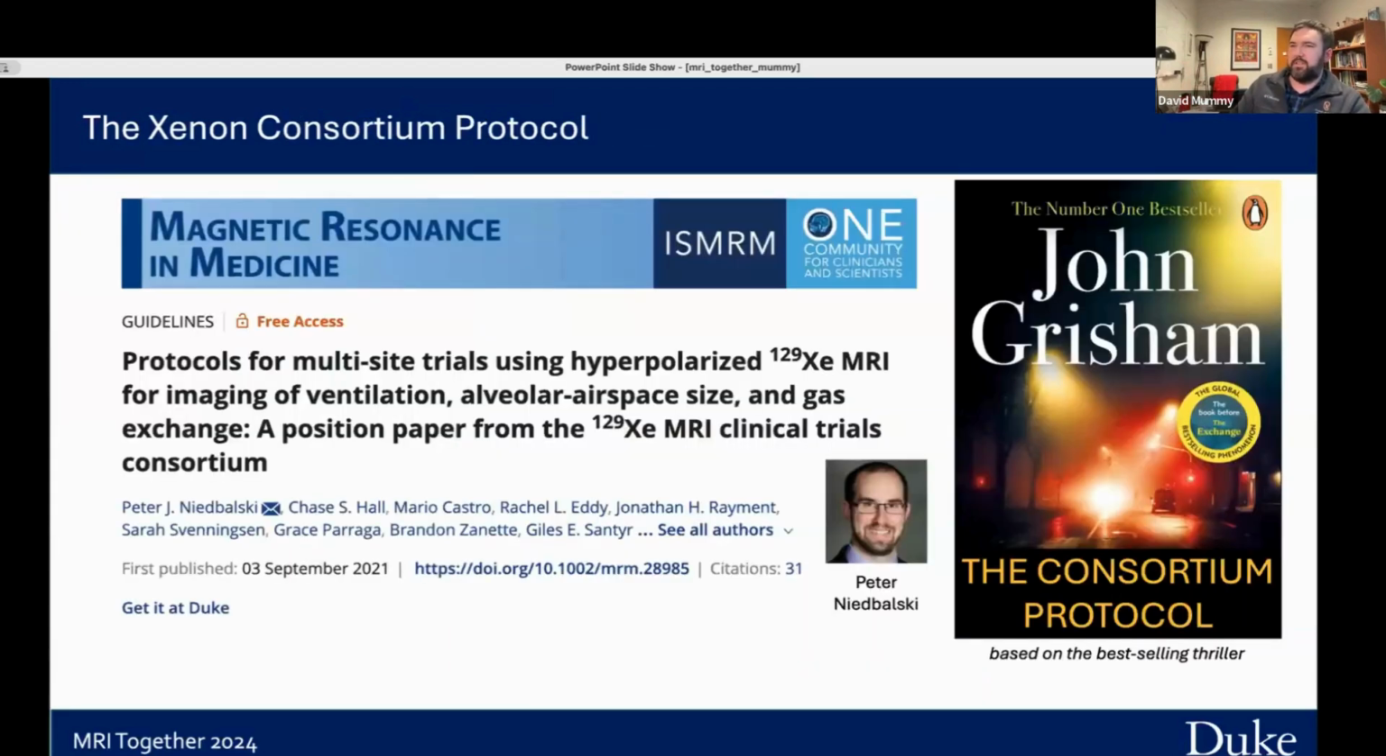The centerpiece of this is this manuscript that came out a few years back, spearheaded by Peter. And this has become just called the Consortium Protocol. And a bunch of the minds in the consortium got together and came up with standardized pulse sequences and methods for doing some basic bread and butter xenon imaging. So this was a really vital first step towards getting us all on the same page.